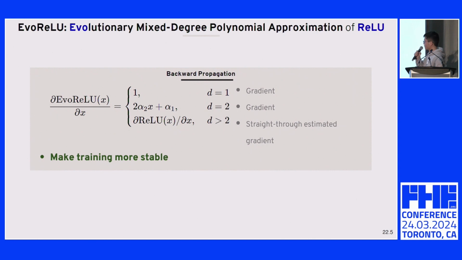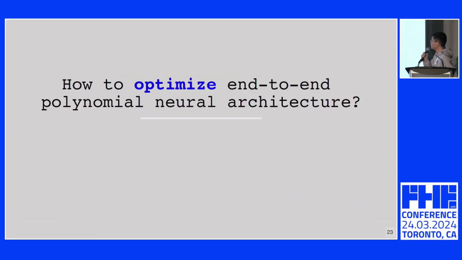Because if we use high degree approximation and train the networks, the numerical is not stable. If we use this polynomial-aware training algorithm, we can make the training more stable. So now we know there is a trade-off between the accuracy and the latency. Now, how to get the different polynomial architectures?